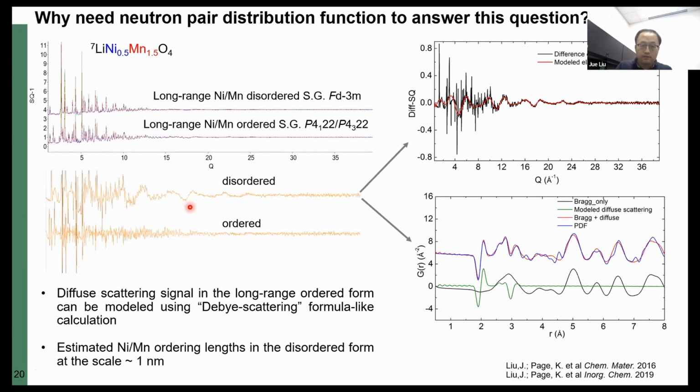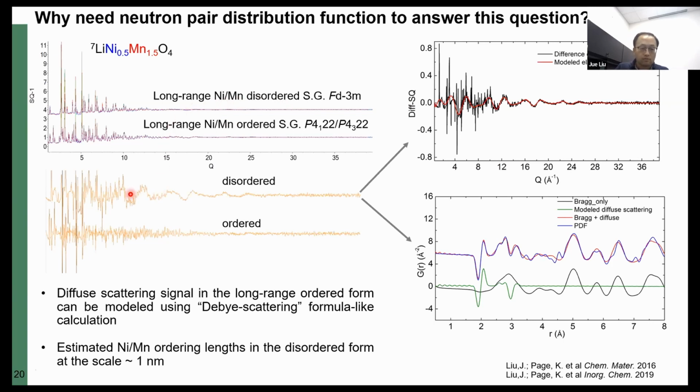So we have to use a technique called power distribution function, which not only uses Bragg diffraction data, but also uses the weak diffuse scattering data. An example I want to give here is a high voltage spinel. Many of you doing battery work know this is a very important high voltage cathode. It's an AB2O4 type spinel, and on the B side, you have 2 cations in a 1:3 ratio. When you synthesize the material under different conditions, it can form a long-range ordered structure or a long-range disordered structure.